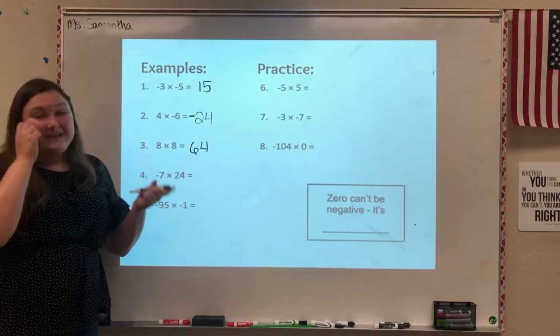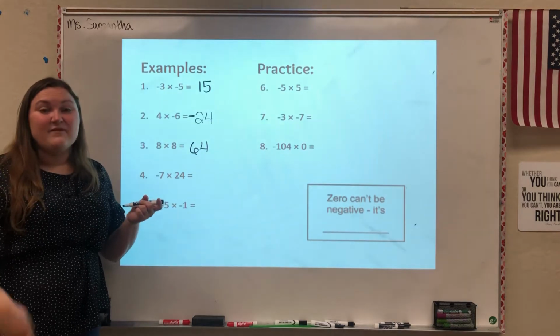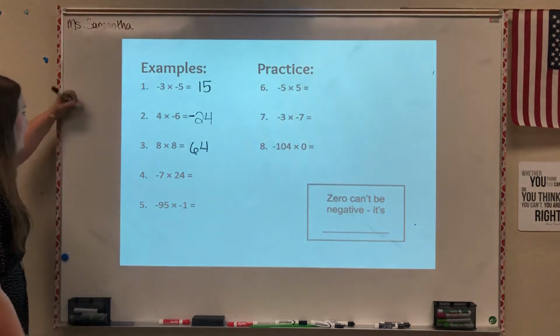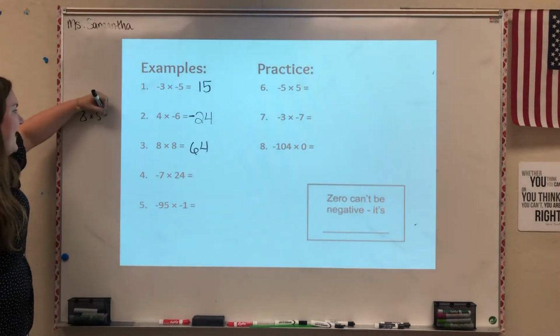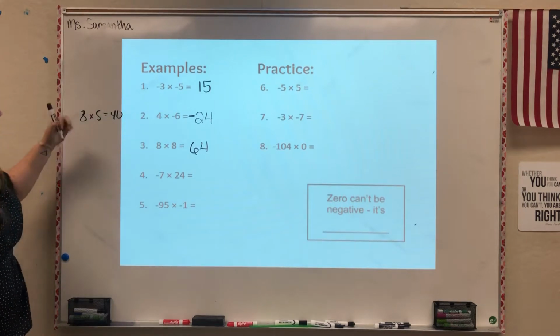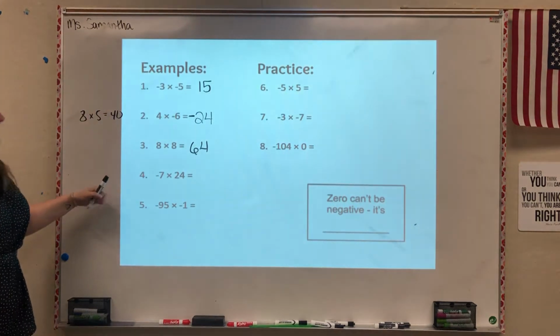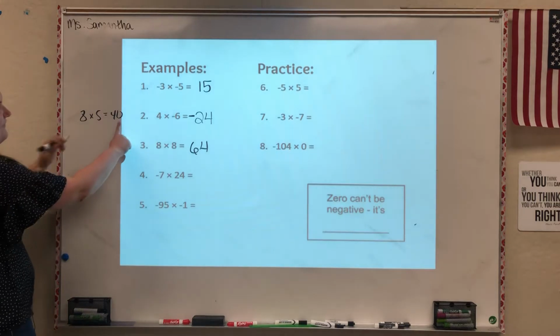So if I didn't know what 8 times 8 is, I could start off with something I do know. So maybe you do know 8 times 5 is 40. And then just keep adding more 8s in until you have 8 of them. So this is 5 of them.